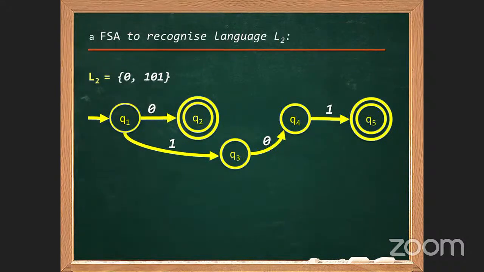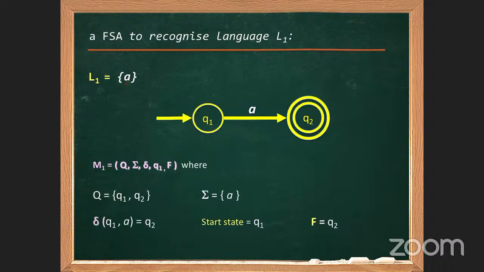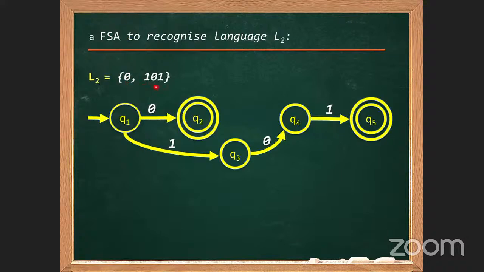Let's take the second example. We want to find another machine, another FSA, to recognize the language L2 exclusively. This language L2 has 2 elements, 2 strings. The first element is just a 0. The second string is made up of 3 symbols, 1, 0, 1. Now I must find a machine that will start and end. When it reaches the end, it has to recognize either this string or this string. In the earlier case, we had only one string, one element. Here there are 2 different strings.